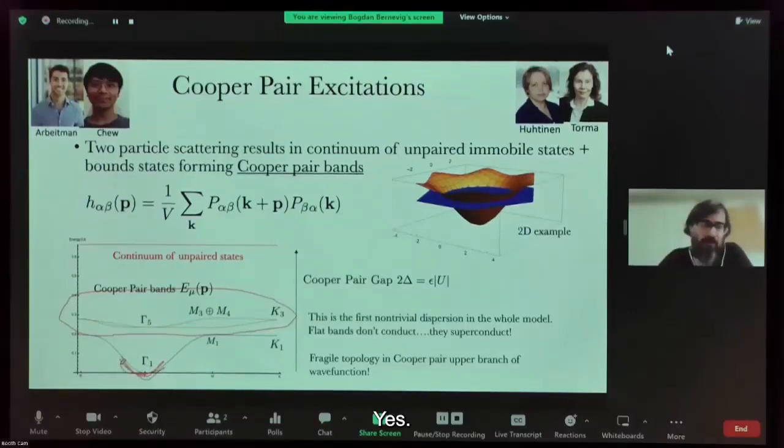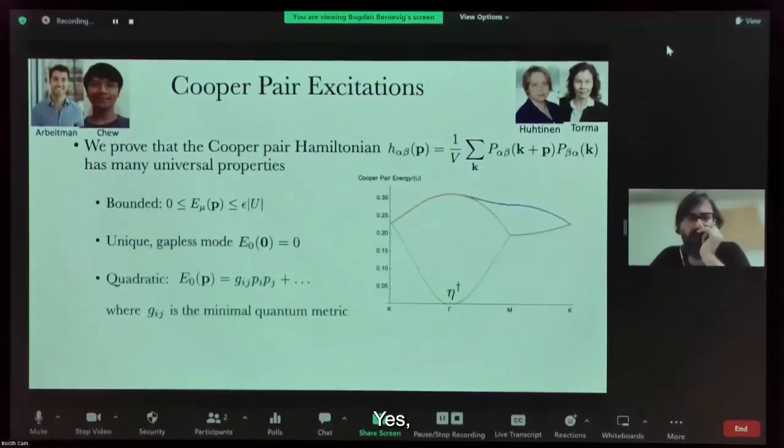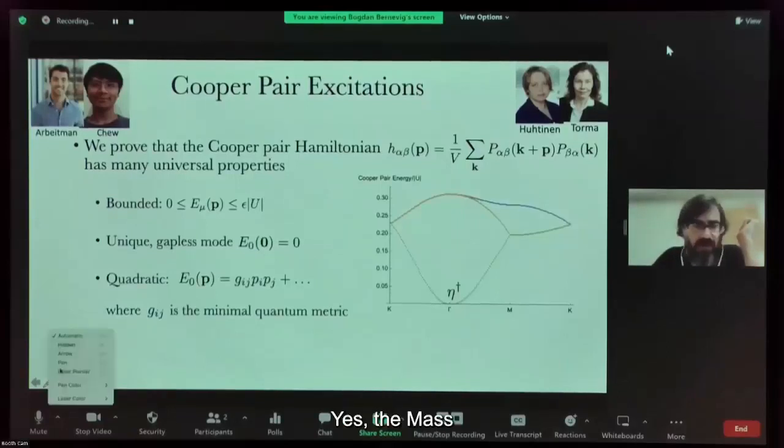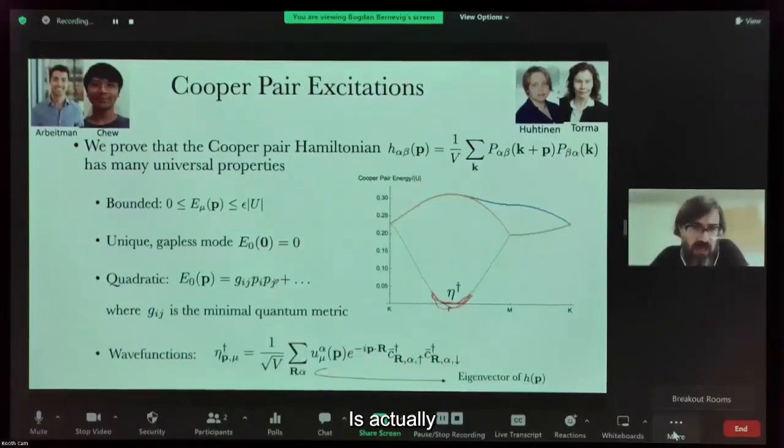And for this one, what you can prove, what John Allen tried to prove, is the following: that the mass of this thing here is actually given by the quantum metric in the system. It's given by a minimal quantum metric. It's the lowest possible quantum metric in the system, which is the one that's protected and bounded by the topology.